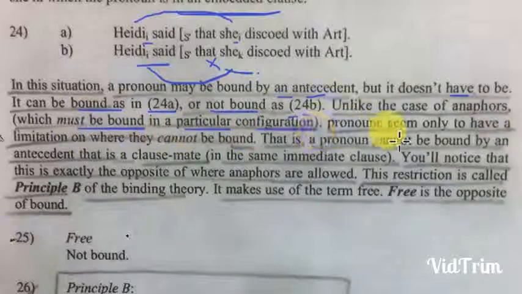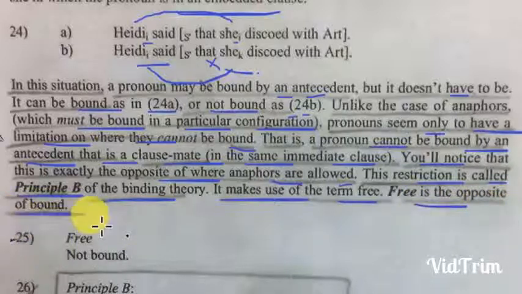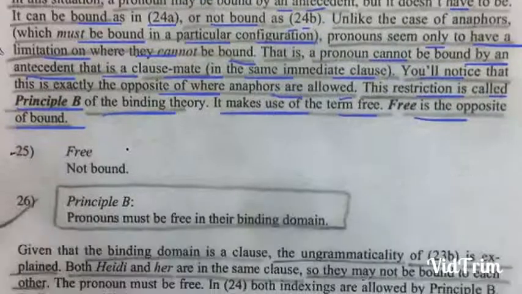Unlike the case of anaphors, which must be bound in a particular configuration, pronouns seem only to have a limitation on where they cannot be bound. That is, a pronoun cannot be bound by an antecedent that is a clause mate, in the same immediate clause. You'll notice that this is exactly the opposite of where anaphors are allowed. This restriction is called Principle B of the binding theory. It makes use of the term free. Free is the opposite of bound. So the definition of free is not bound.